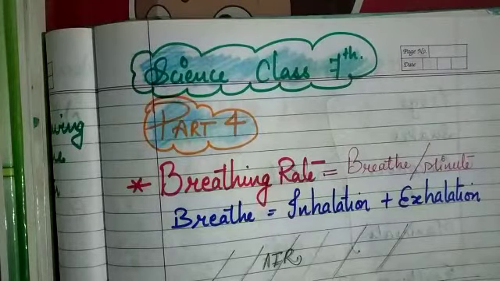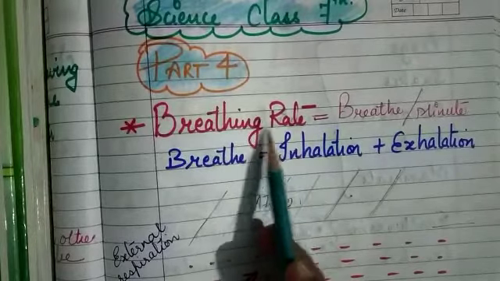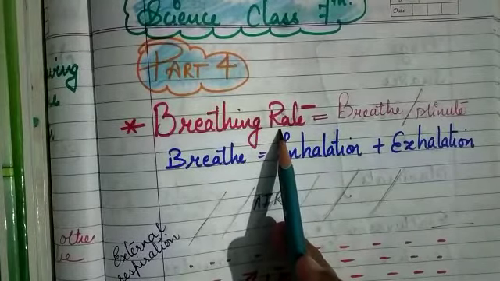So today we'll start with yet another interesting topic of science of class 7th, respiration in plants and animals. It's part 4 of your ongoing chapter. So the first term we learn here is breathing rate. What is breathing rate? I've explained to you the process of breathing with the help of a diagram.